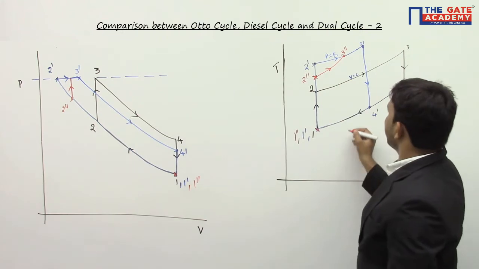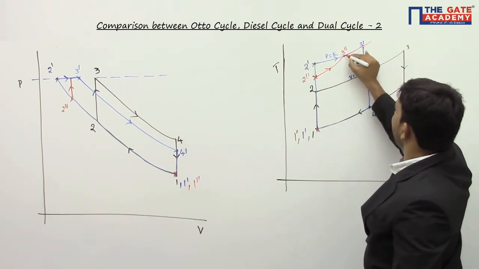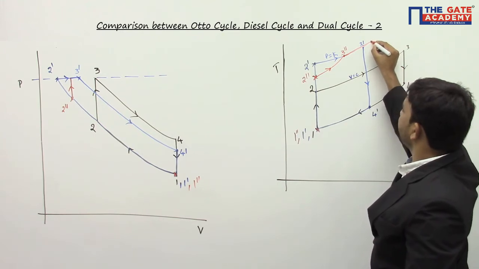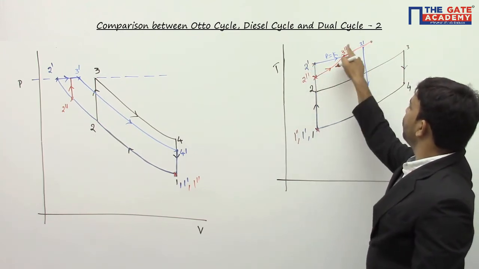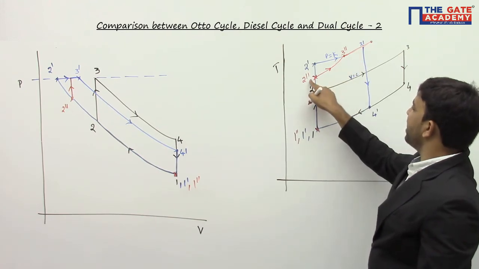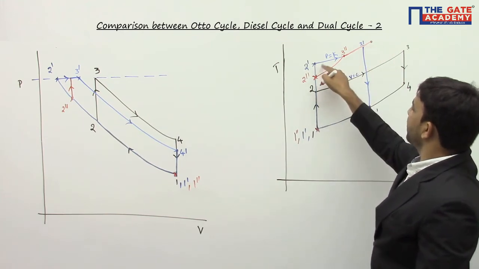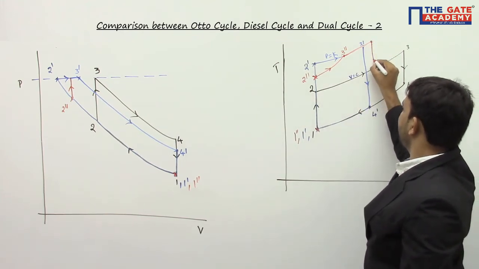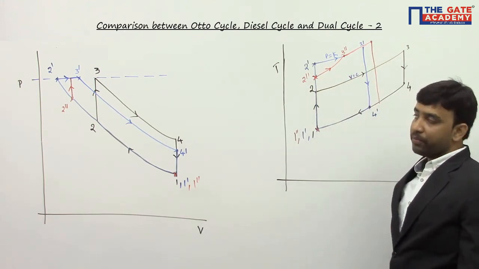Once I reach maximum pressure, I go for the constant pressure heat addition process. Whatever area I am losing here, the area under the curve 2, 3 dash must be exactly the same as the area under this red color curve. The red color curve is 2 double dash, 3 double dash and 4 double dash. Whatever area I am losing here, I am compensating here. This area is exactly the same as this area.